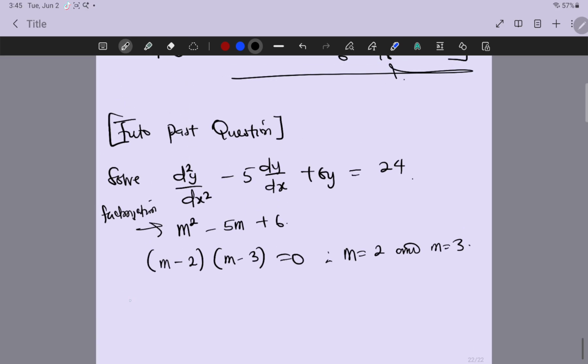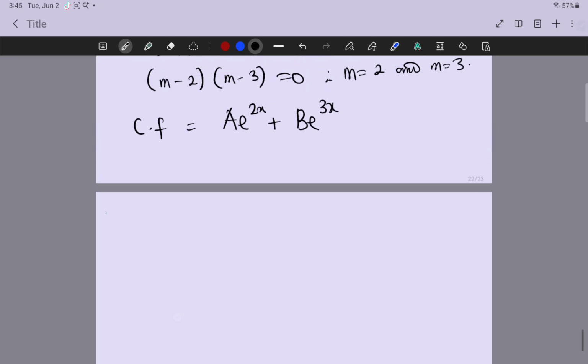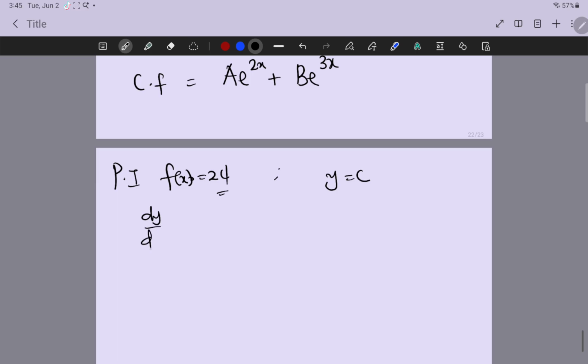So the complementary function will now be Ae^(2x) plus Be^(3x). That's the complementary function. So now what's the next thing for us to do? We have to find the particular integral, PI, because f of x is equal to 24. If f of x is equal to 24, we assume that 24 is a constant, so y is equal to c. It means that dy over dx is equal to 0, because if you differentiate a constant, it's 0. In fact, d squared y over dx squared is still 0.